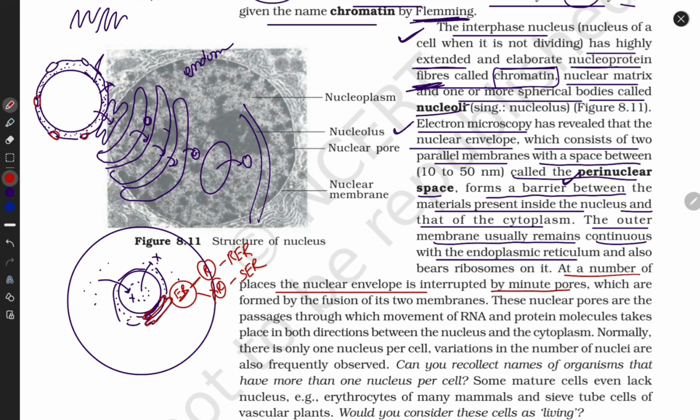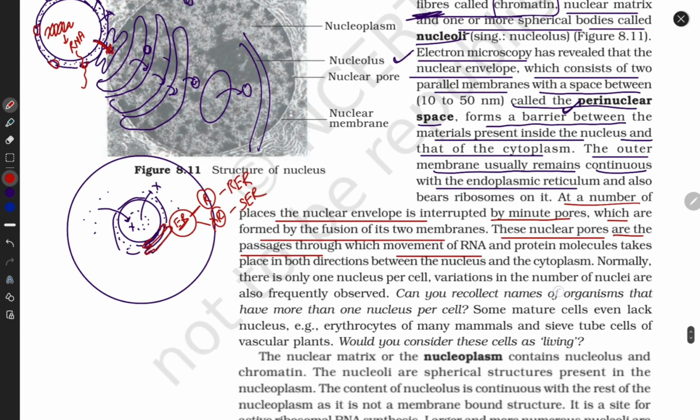Here, these are the pores, which are formed by the fusion of its two membranes. When these two membranes fuse, a pore is present between them. These nuclear pores are the passage for the movement of RNA. We know DNA is present here. DNA forms RNA in the future, and RNA goes out with the help of this pore. Any kind of message the nucleus can transport with the help of these pores.